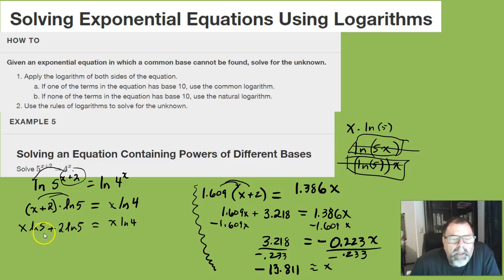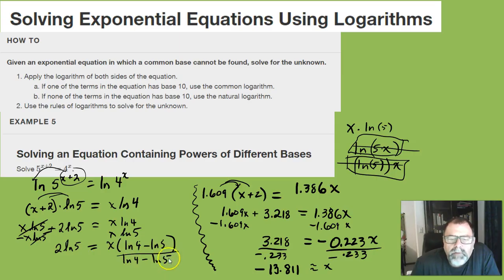Okay, so now we're going to subtract. We want the x's together on the same side, so we subtract x ln of 5 from both sides. So those cancel, and I get 2 ln of 5 equals, and then here what you do is you factor out the x, and then you have the ln of 4 minus the ln of 5. And then this number is the negative 0.223, about, right? If you type that in your calculator, you'll see you get that. And then you're going to divide both sides by this ln of 4 minus ln of 5, which again is the negative 0.223.